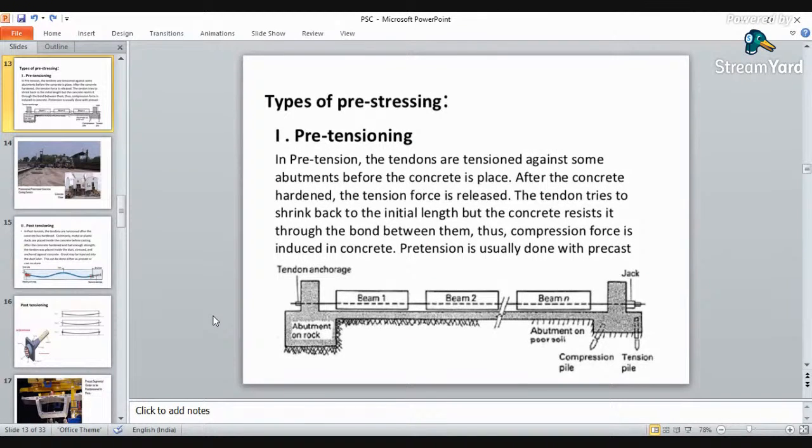There are a few disadvantages of pre-tensioning also. This pre-tensioning bed is required, and there should be a waiting period. Until the members come out of this bed and the concrete attains sufficient strength, you have to wait. Then the next batch will come and pre-tensioning will be done. There should also be a good bond between concrete and steel over the transmission.